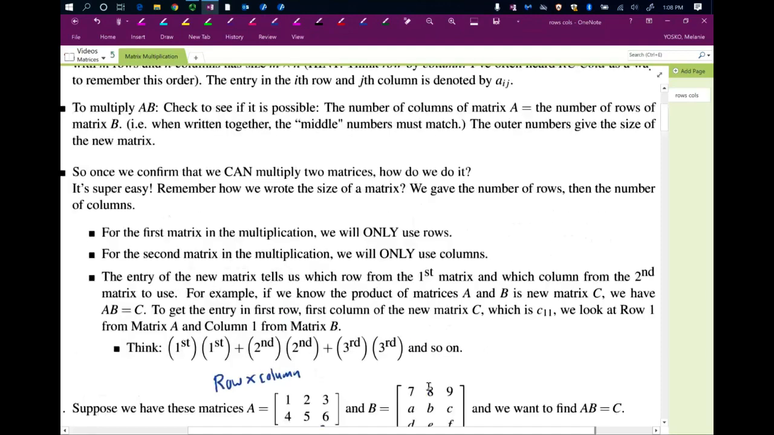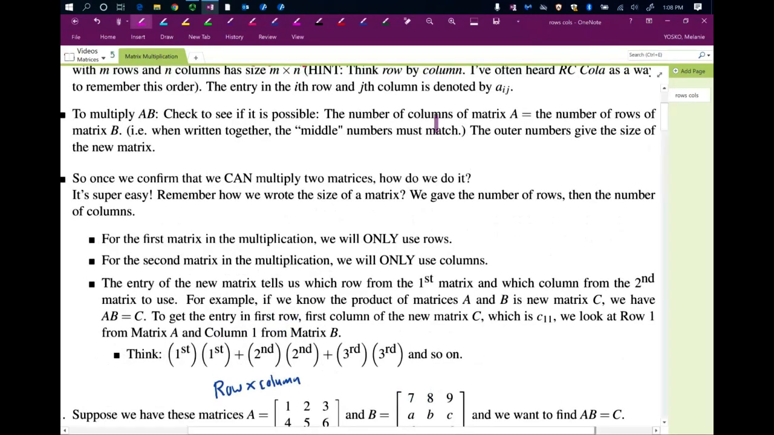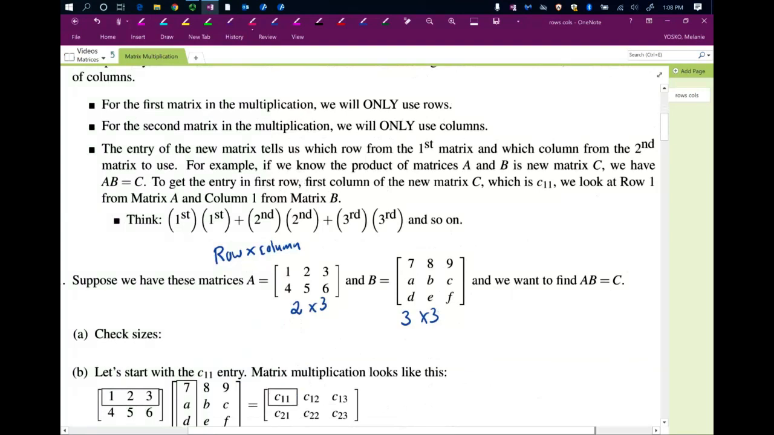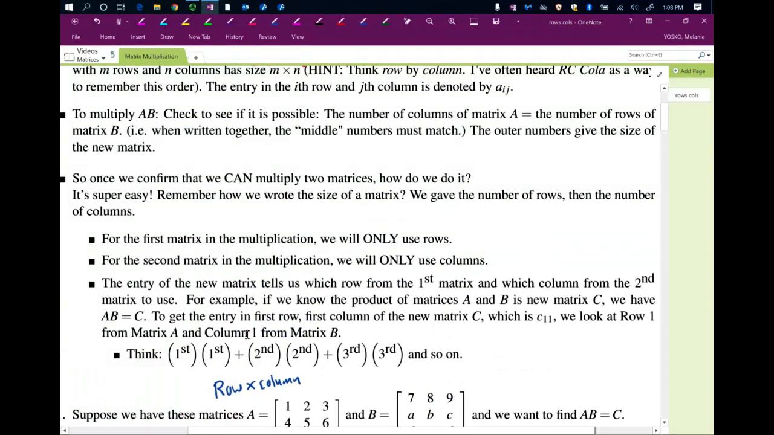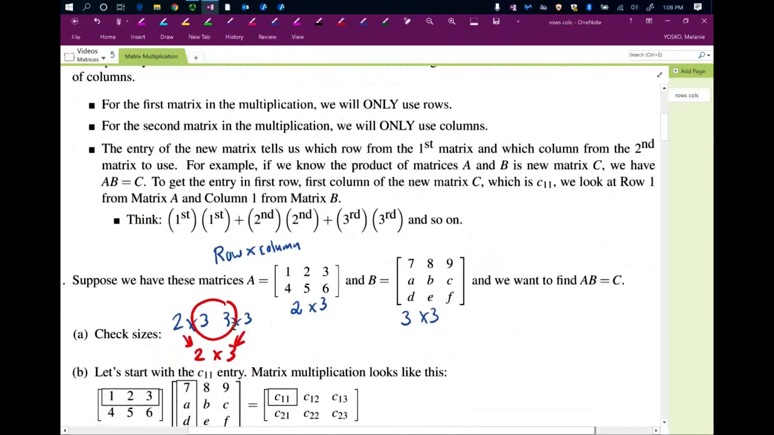So up here I said, to check to see if it's possible, the number of columns of matrix A, columns are the second number in A, and the number of rows in B must match. So an easy way to check that is to write it like this. 2 by 3, 3 by 3. Do the middle numbers match? They do. Great, which means I get a new matrix, and guess what? 2 by 3 is the new size, and that's what we wrote up here. The outer numbers give the size of the new matrix, 2 by 3.